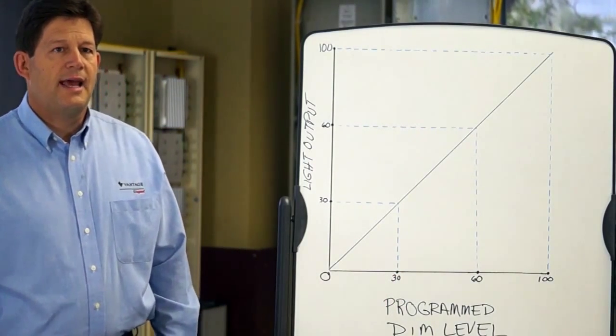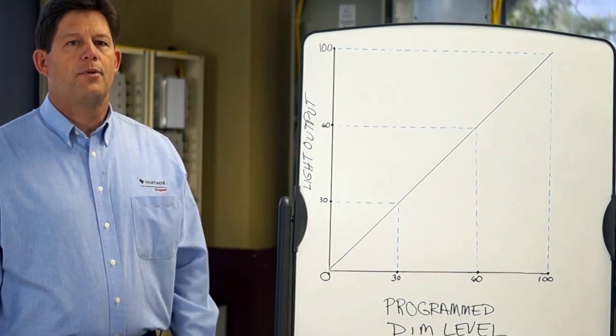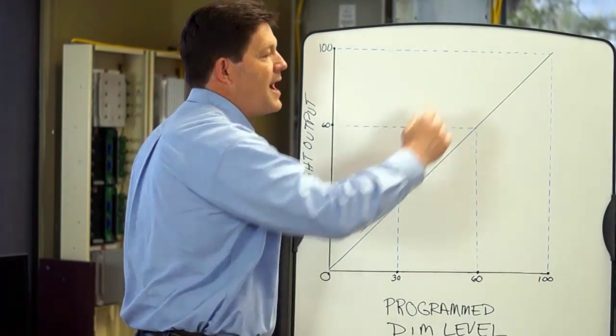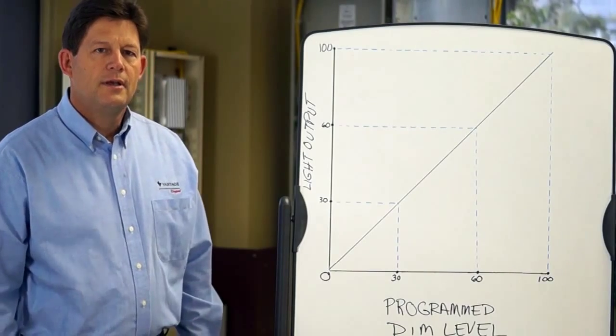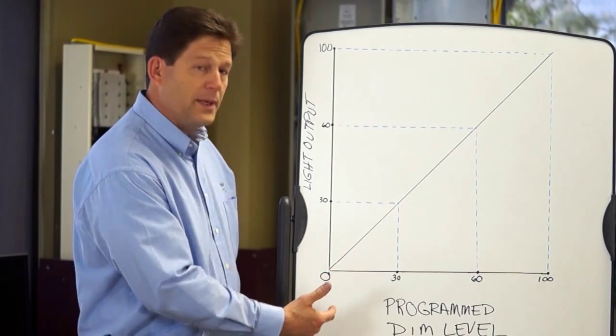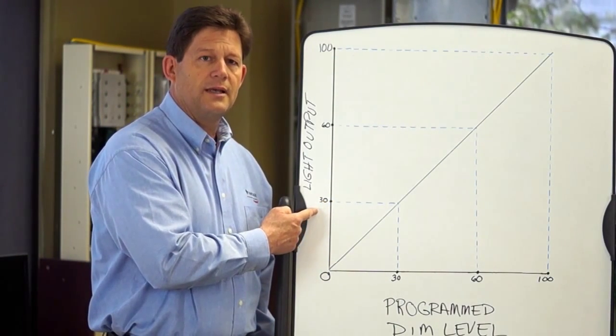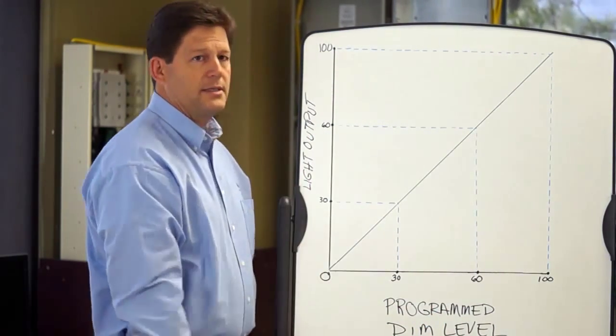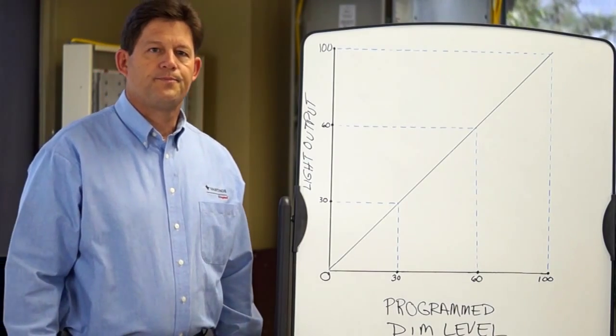Our expectation and desire is that the perceived light output would follow this ideal curve throughout the entirety of the dimming range. So at 30% programmed dimming level, I would expect to see 30% light output, and at 60% programmed dim level, I would expect to see 60% light output.